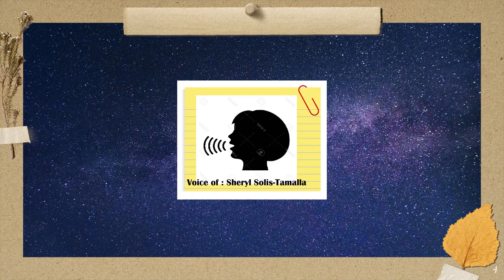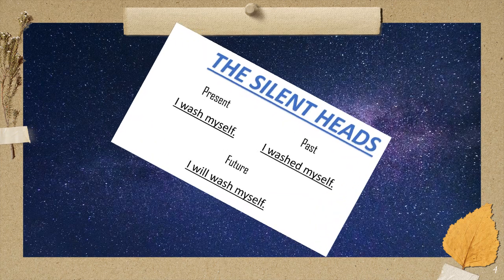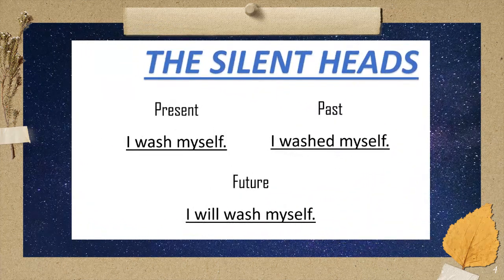Silent heads. T, tense, can also be present as a silent head. In English present tense, this is usually the case except in third person singular. For example, in present tense, I wash myself. In past, I washed myself. Future, I will wash myself.